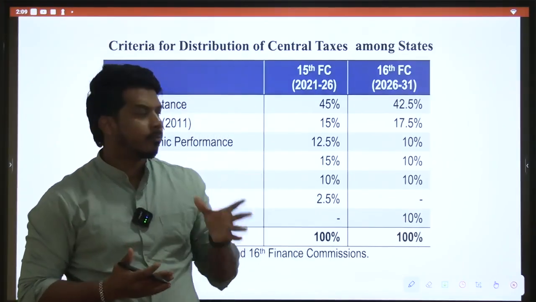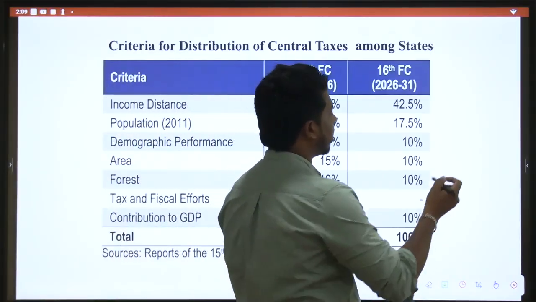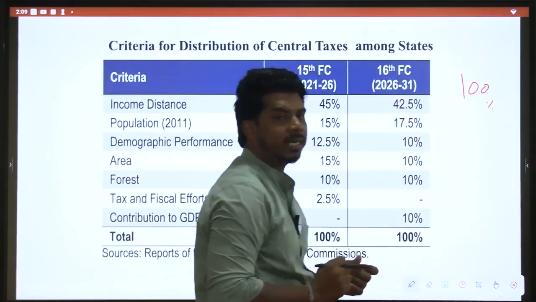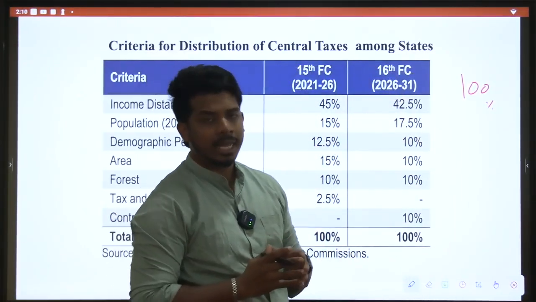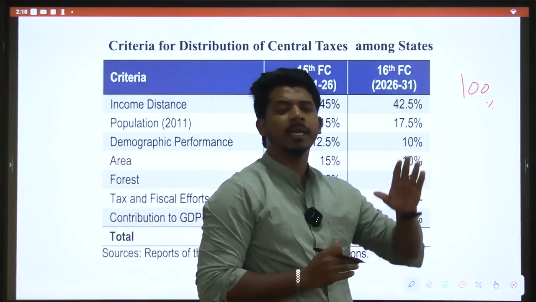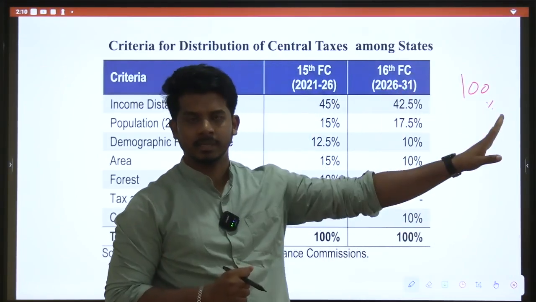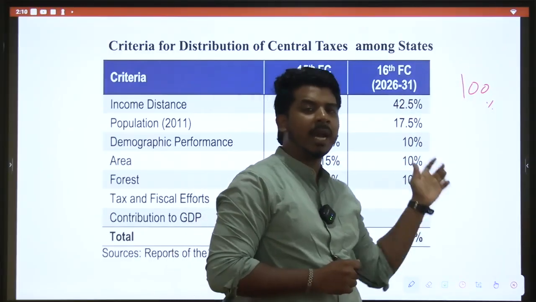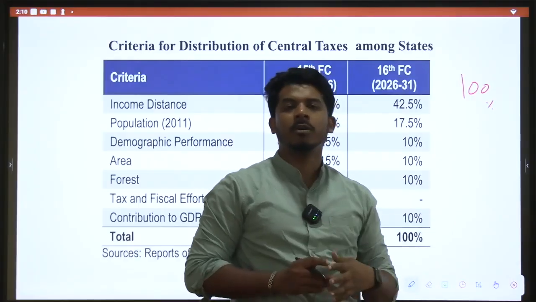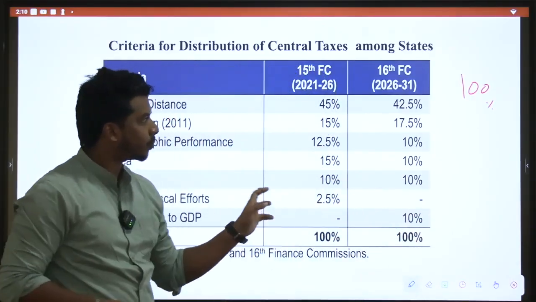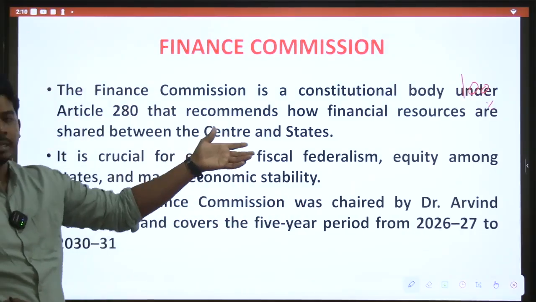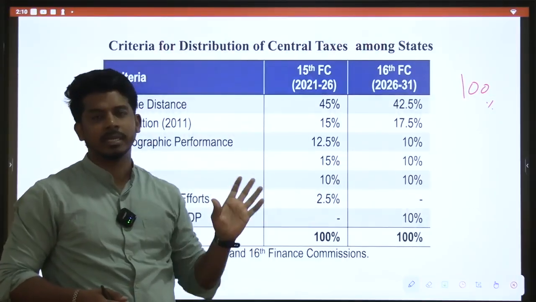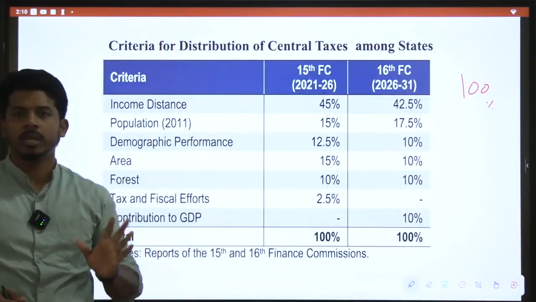How much of the money does the union government have to give back to the states? For every 100 rupees the union government is earning as tax revenue, not as surcharges or cesses, only taxes I am talking about, how much do I have to give to the states? The union government will ask the Finance Commission. The Finance Commission will study, take opinions from various states, and come back to the union government and tell them this is the amount you have to give to the states.